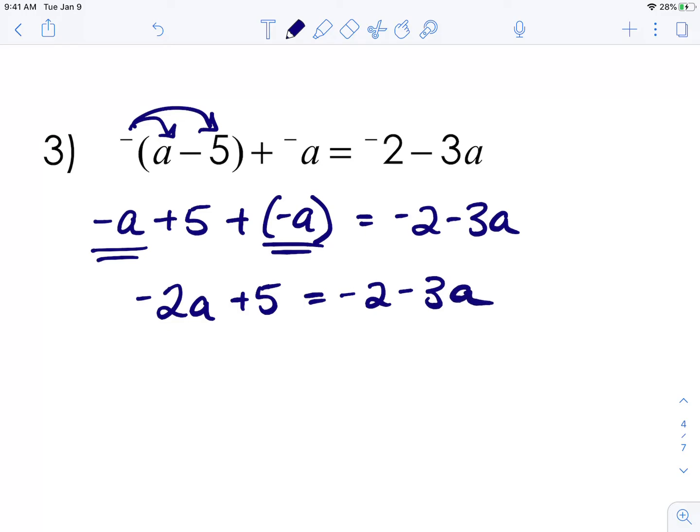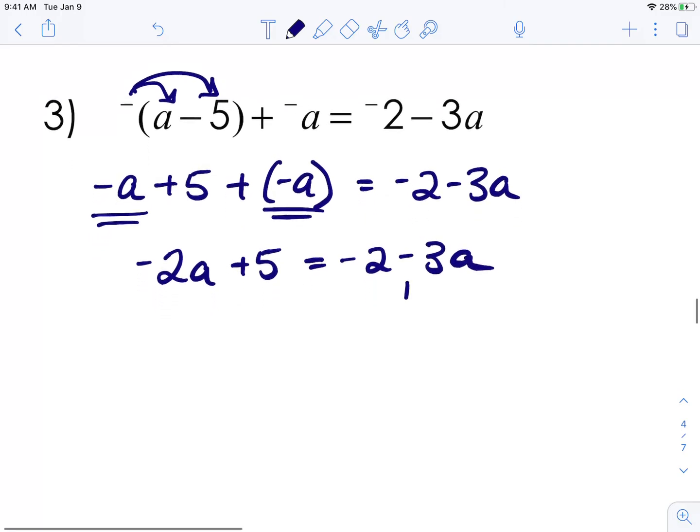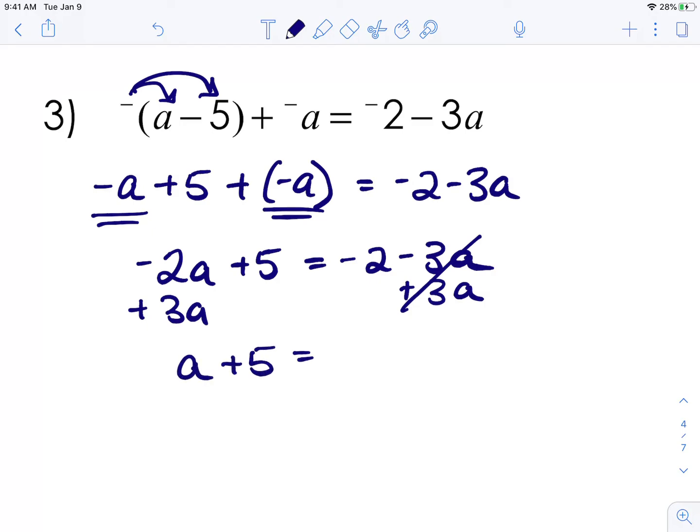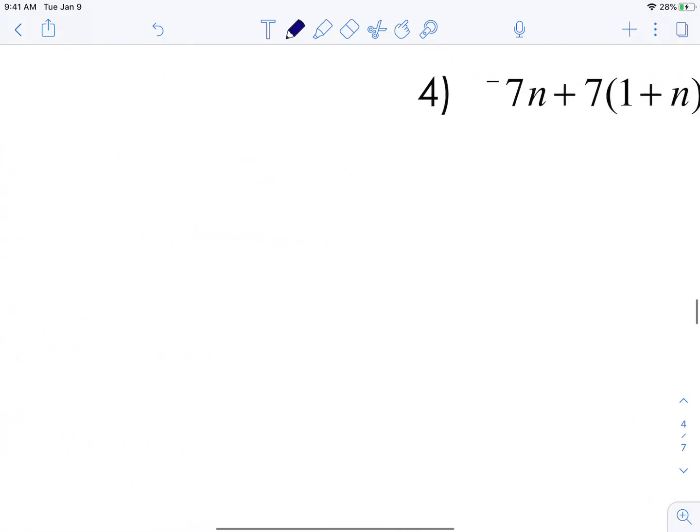I'm going to bring my variables to the left-hand side, so I'm going to add this 3a here and this 3a here, because again, it's inverse operations. That makes this cancel out. Over here, negative 2a plus 3a is just a, plus 5 equals negative 2. I'm going to subtract my 5 from each side, and we end up with a equals negative 7. And again, please go back through and check these when you're doing them on your own.